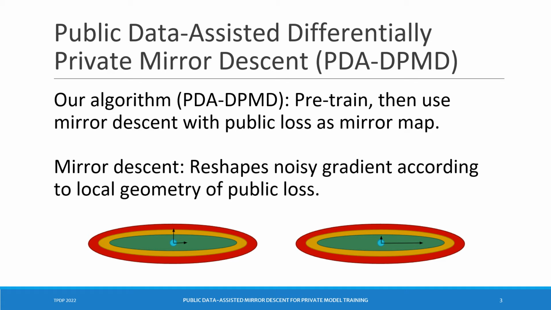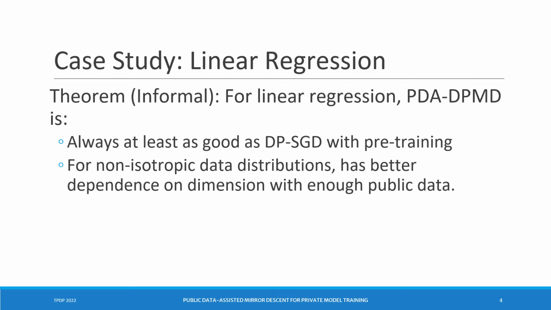And if you don't know what mirror descent and the mirror map are, at a high level, all it's doing is it's taking the noisy gradient on the private data and then reshaping it according to the local geometry of the public loss. So in particular, in directions where the public loss grows very quickly, it'll reshape the noisy gradient to be smaller in those directions, and in directions where the public loss grows slowly, it'll reshape the noisy gradient to be larger.